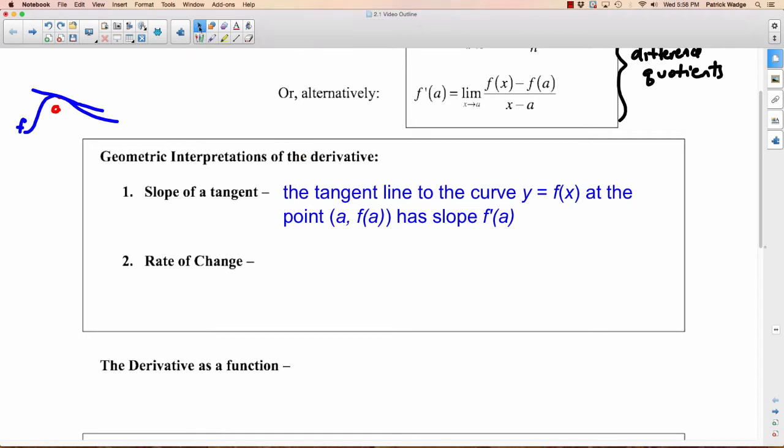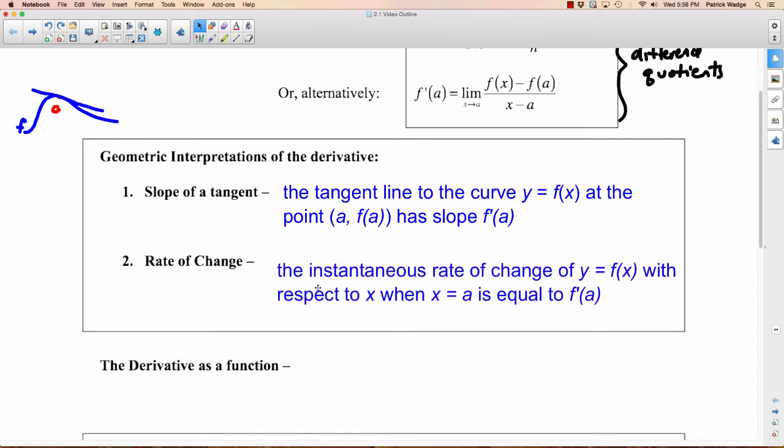The other thing you found is a rate of change. Remember we talked about instantaneous rate of change. So the instantaneous rate of change of y equals f of x with respect to x when x equals a is equal to f prime of a. So same sort of thing, when you find the derivative, you are finding the instantaneous rate of change at that point x equals a. Slope of tangent, rate of change. You have to remember that.